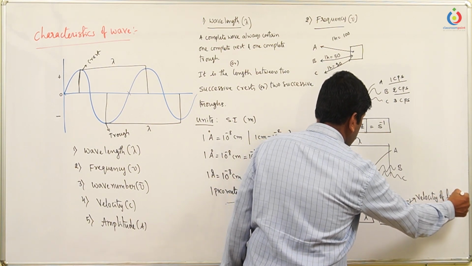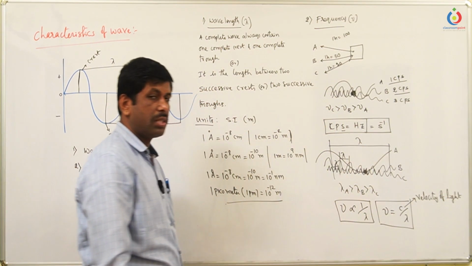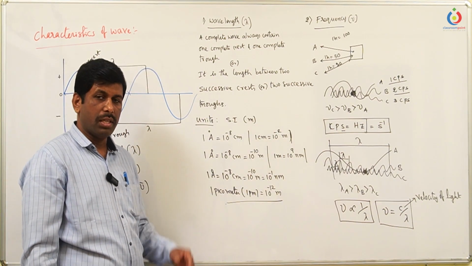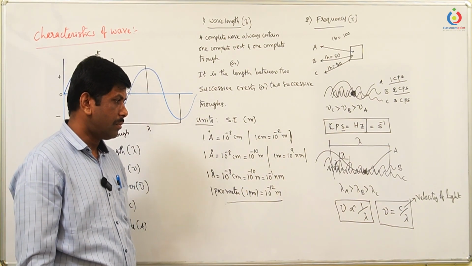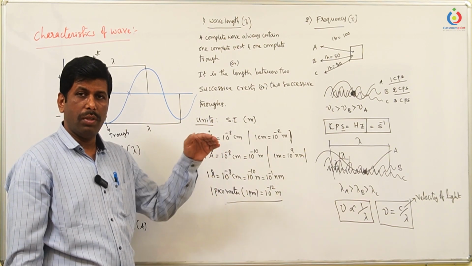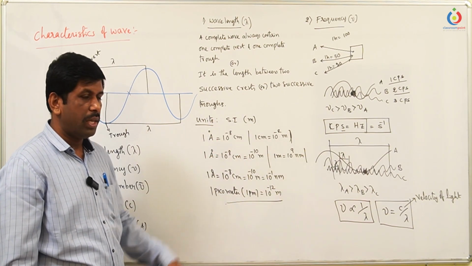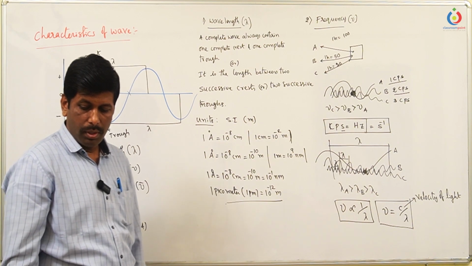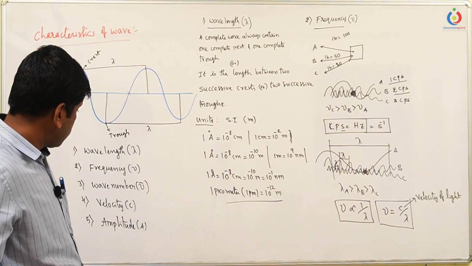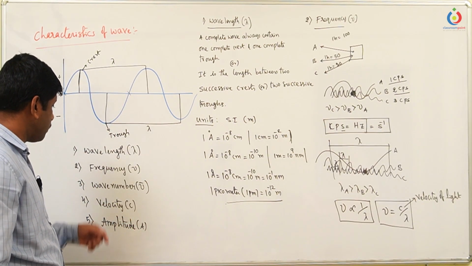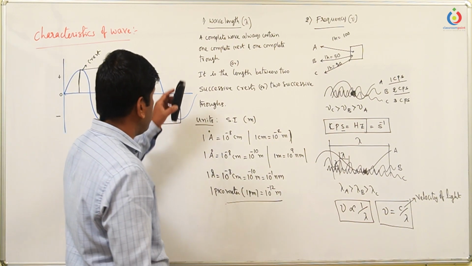Why have we taken only the velocity of light as the constant? Because the velocity of light always remains constant, and light also moves in the form of a wave. That's why we have taken the velocity of light. Now let us see the other characteristics of the wave, the remaining parts: wave number, velocity, and amplitude.